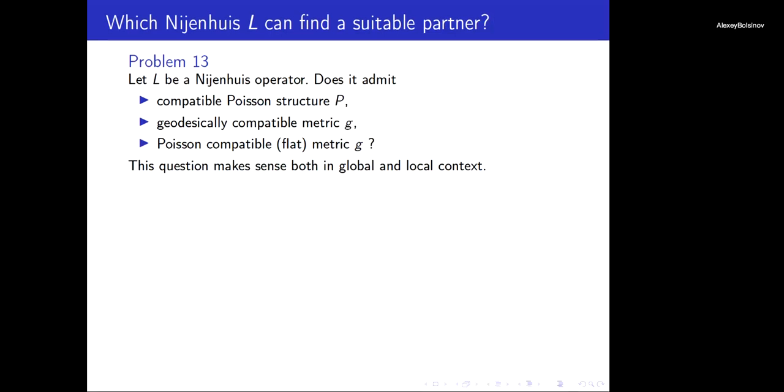Partners. So we can ask this question in the following way. Take an arbitrary Nijenhuis operator L. Does it admit any partner, compatible Poisson structure or geodesically compatible matrix or Poisson compatible flat matrix? Can we find a partner for it or not? This question can be discussed both in global and local context. So you take just L defined on the closed manifold and you ask this question, or you take L defined in just a small neighborhood. So that's a very reasonable question here.